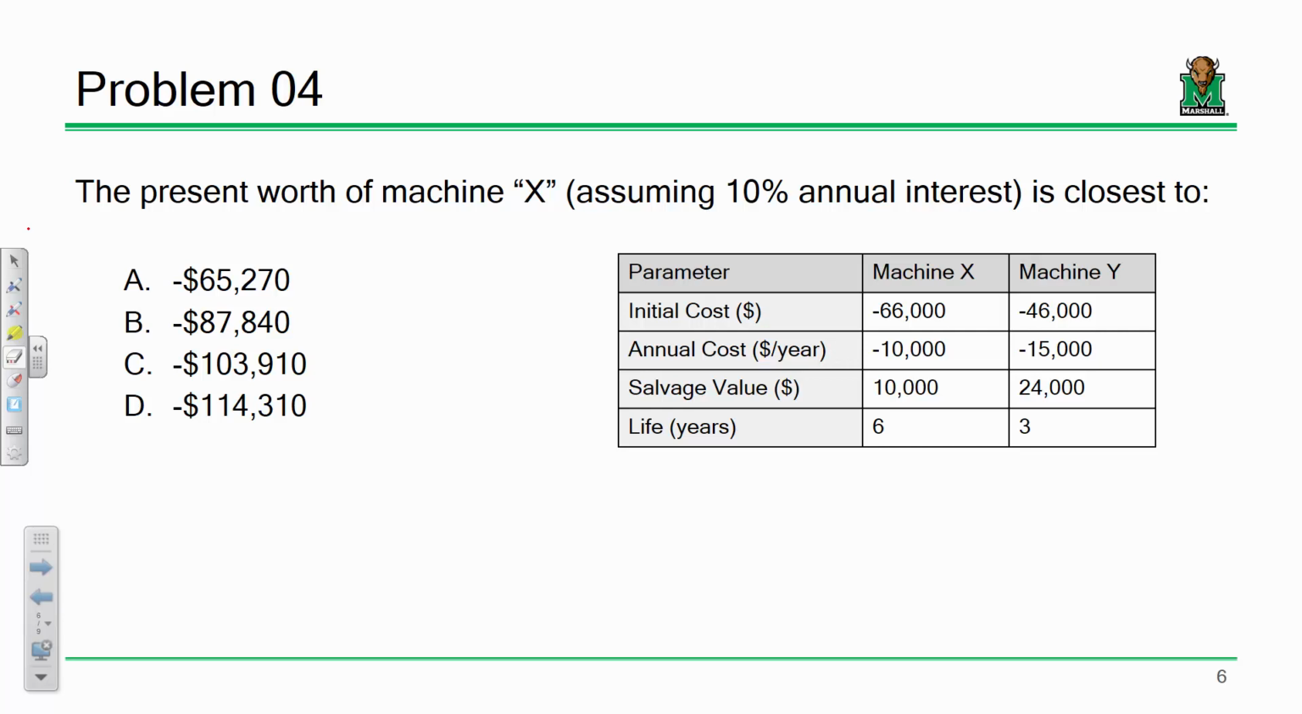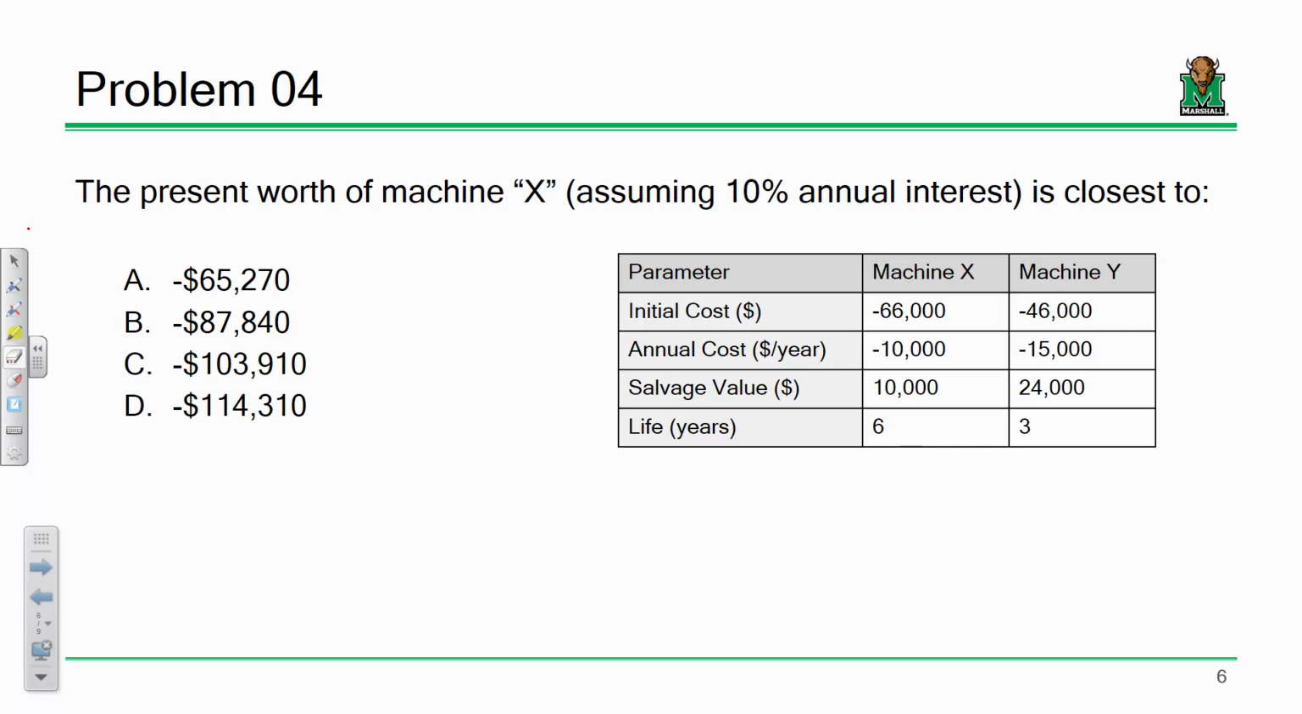So let's look at machine X. It has an initial cost of $66,000. We're saying that's negative because I have to pay that out. This is also a machine, so it's going to require some money to operate it throughout the year. Even if you buy a car, you have to fill it up with gas throughout the year, right? So it has some annual cost. This machine has an initial value of $66,000, and it costs $10,000 a year to operate.